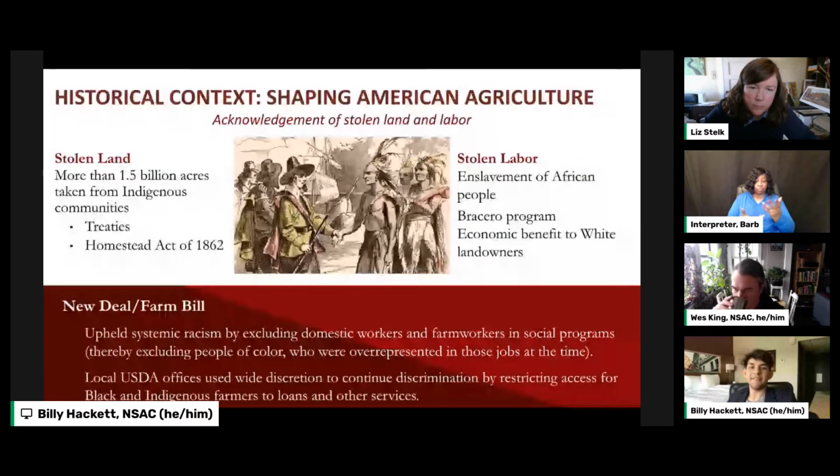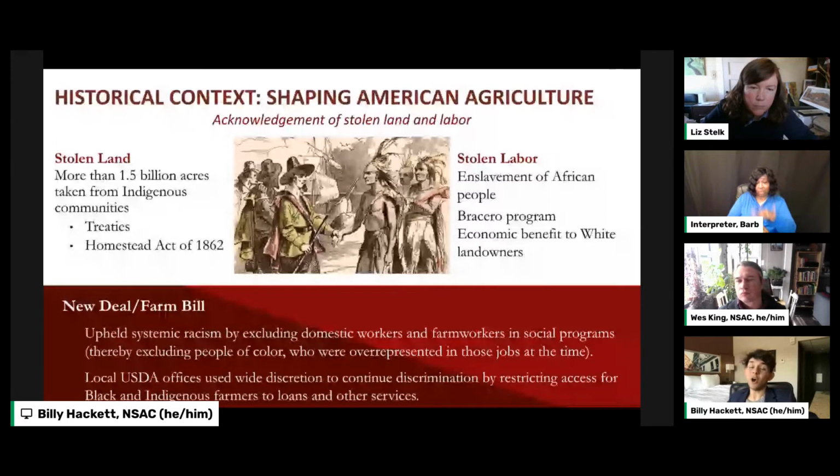So before we dive into the Farm Bill, we need to talk a little bit about how the Farm Bill came to be. What's a little bit of the historical context that has shaped American agriculture and continues to shape many of the dynamics that we see in food and farm policy. And that requires an acknowledgement of stolen land and labor. More than 1.5 billion acres of land were taken from indigenous communities in our history. That was done through countless treaties that were broken, promising good relations with natives when in reality we broke those treaties and stole their land.